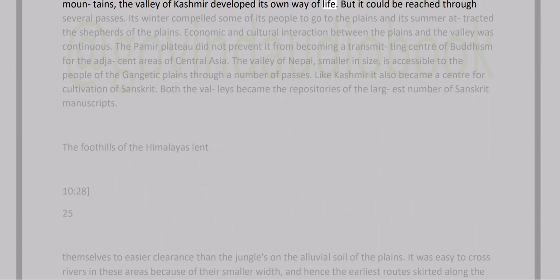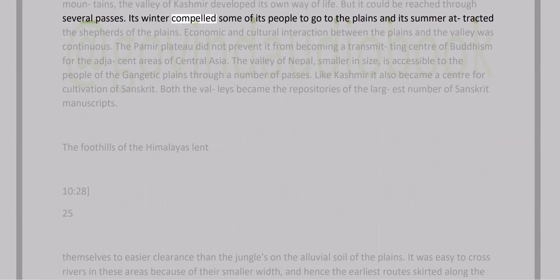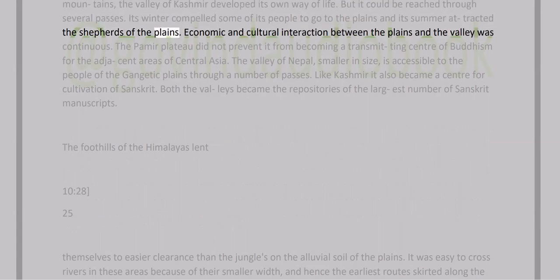Surrounded on all sides by high mountains, the Valley of Kashmir developed its own way of life. But it could be reached through several passes. Its winter compelled some of its people to go to the plains, and its summer attracted the shepherds of the plains. Economic and cultural interaction between the plains and the valley was continuous.